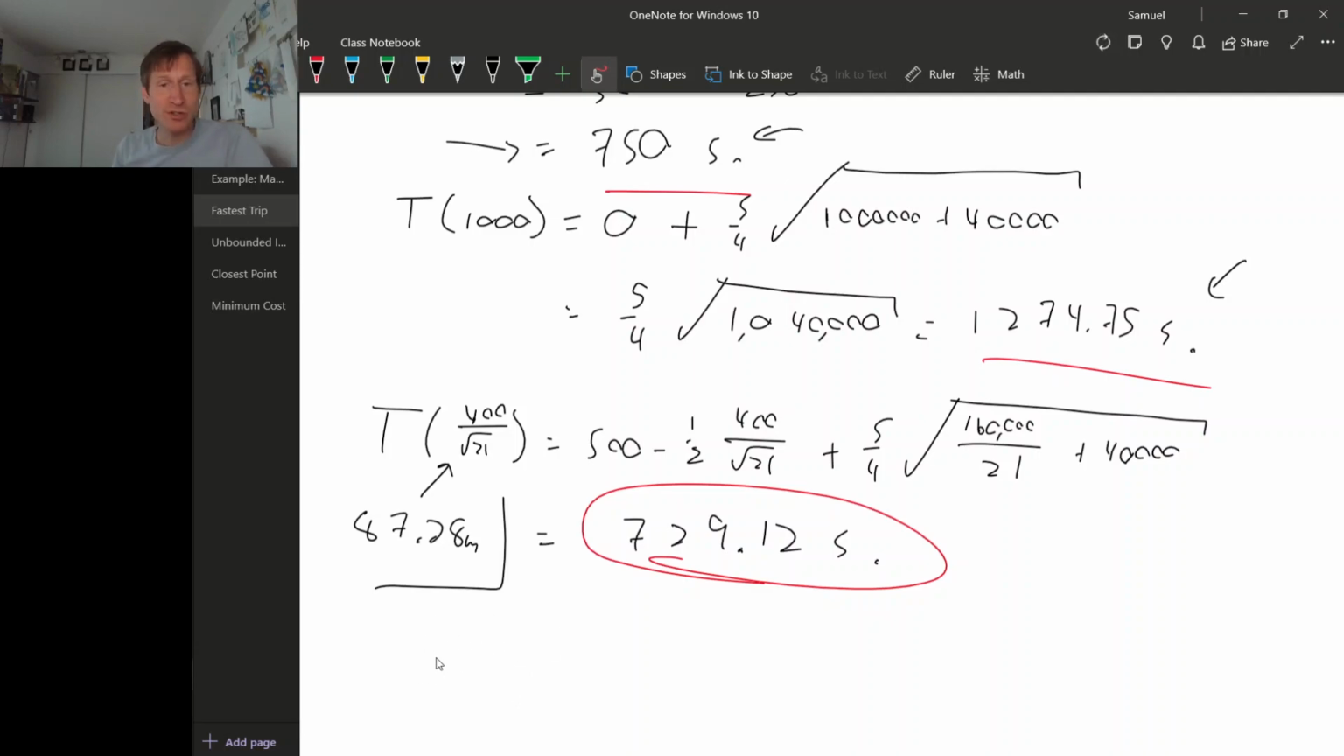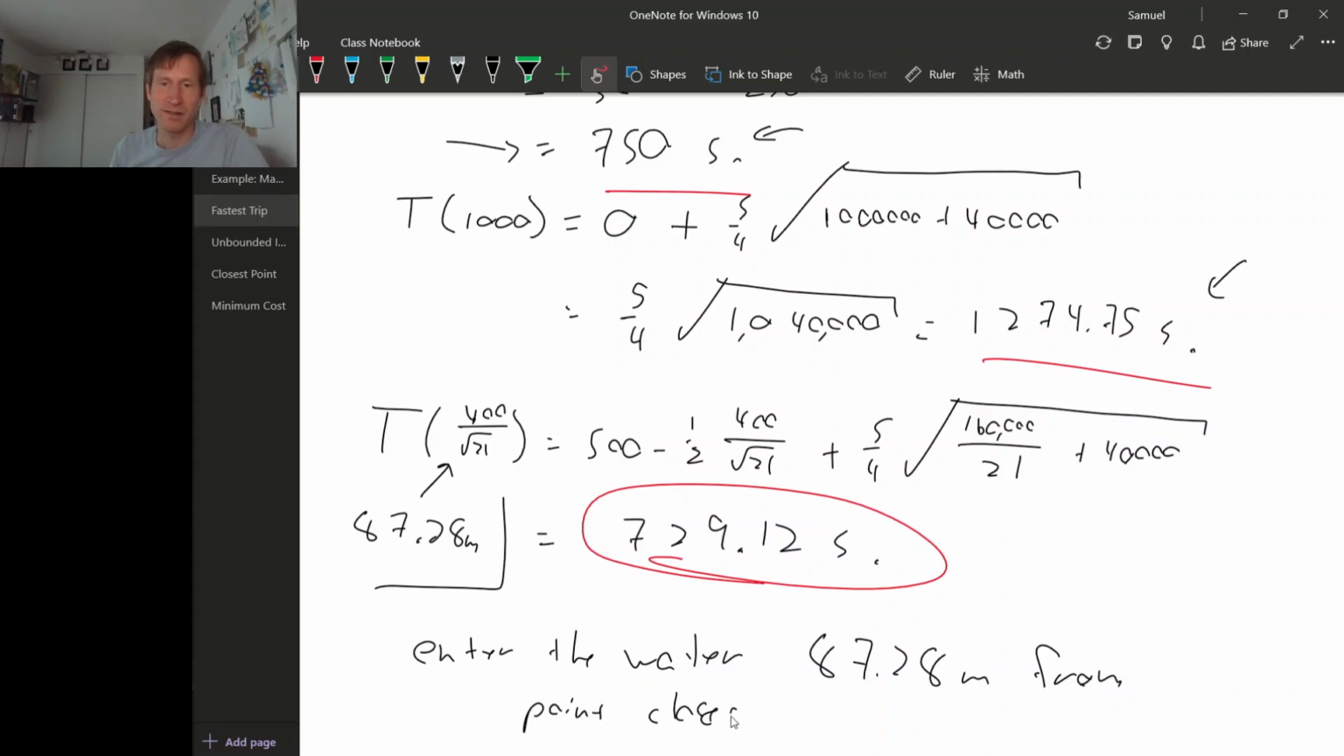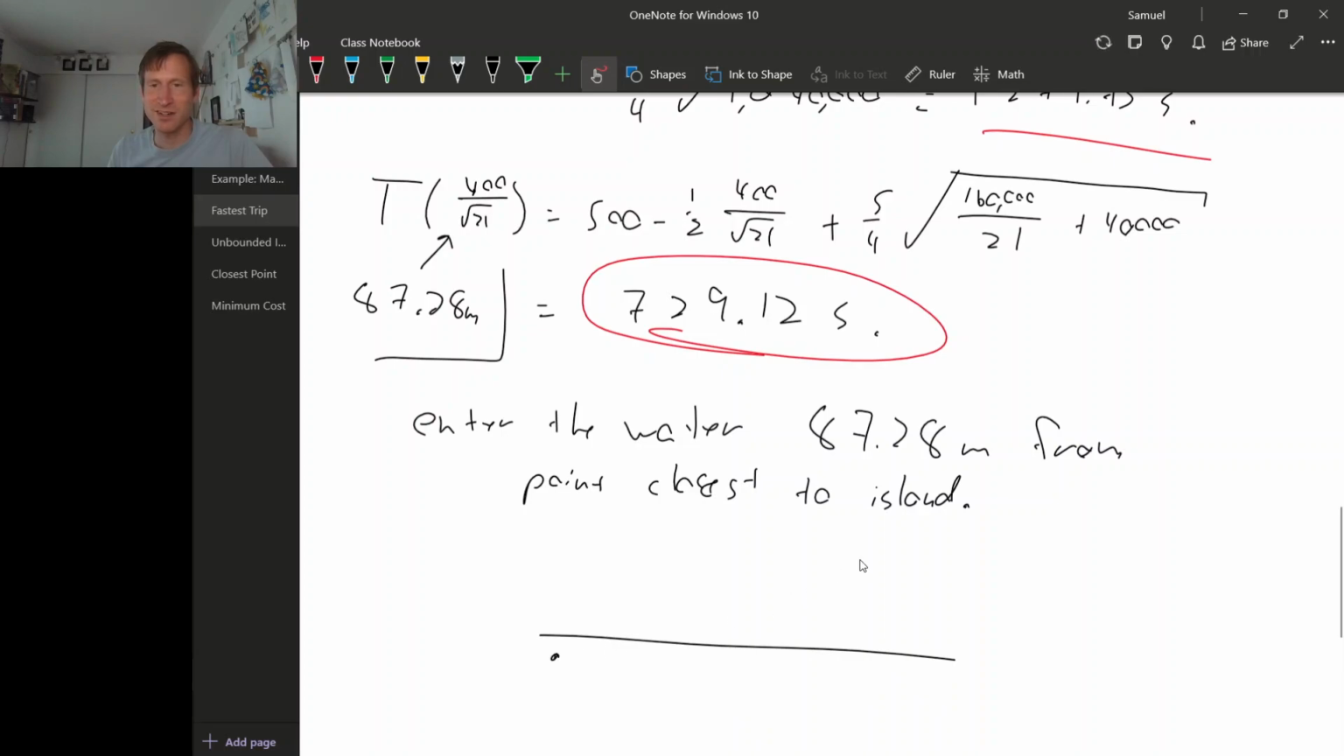Okay, so what we should do is enter the water when we are 87.28 meters from that point on the shore that's closest to the island. So from the point closest to the island. Right. So with the shore like this, us here, the island there, remember this was 1,000 meters along the shore to get to this closest point, and we're only going to get into the water 87 meters away from that, so, you know, about here.